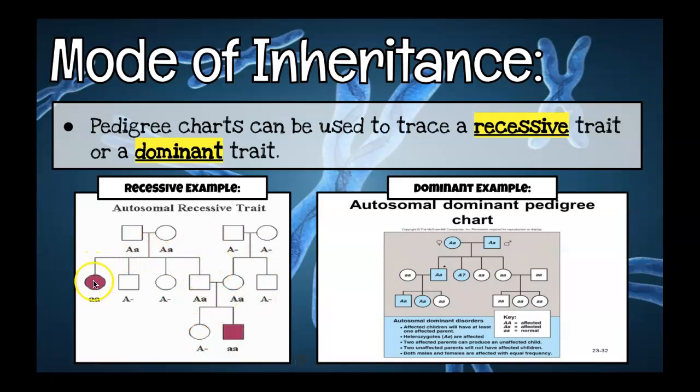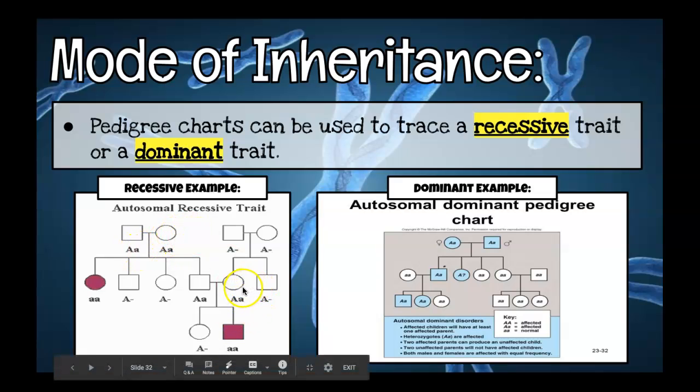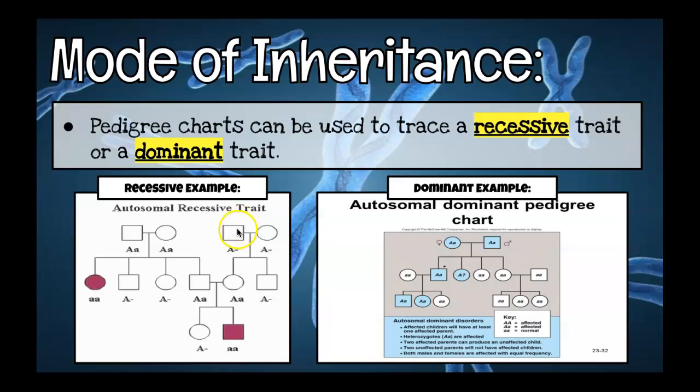Okay, if they have both recessive alleles, it's shaded in, they have the recessive trait. These could technically be half shaded. If it's half shaded, it just means they carry it. So it's carrying the recessive trait. And then if it's 2 capital letters, it would be completely unshaded.